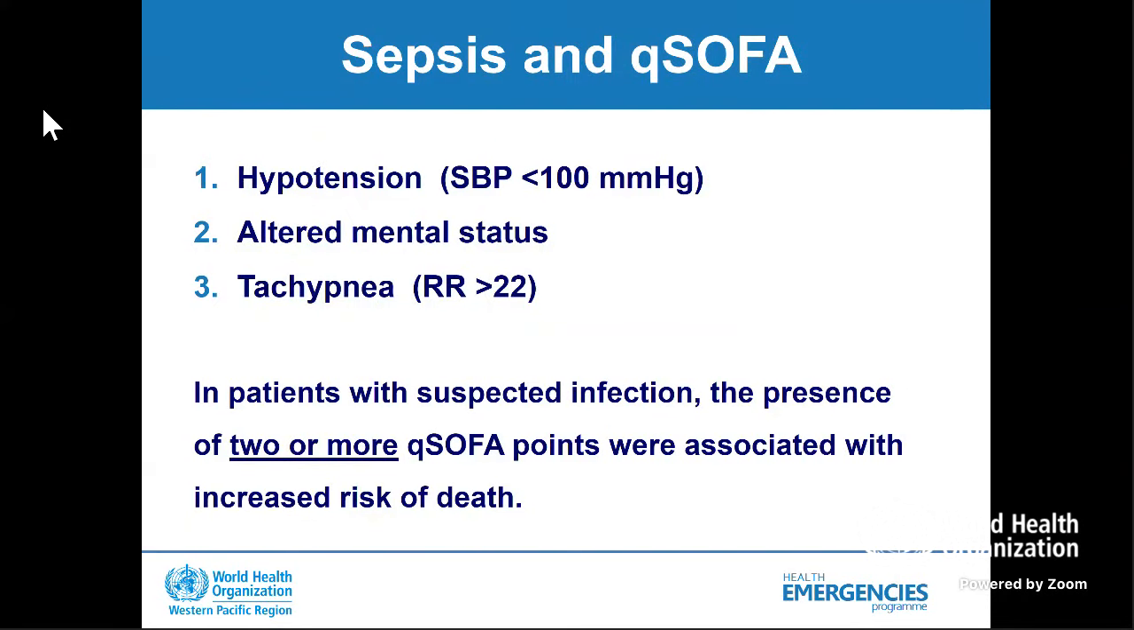So this is a good tool to use at the bedside to diagnose sepsis or septic shock. It's called the Quick SOFA or qSOFA score. SOFA stands for Sequential Organ Failure Assessment Score. You look at blood pressure, mental status, and respiratory rate. Specifically in patients with suspected infection, the presence of 2 or more of these qSOFA points is associated with an increased risk of death.